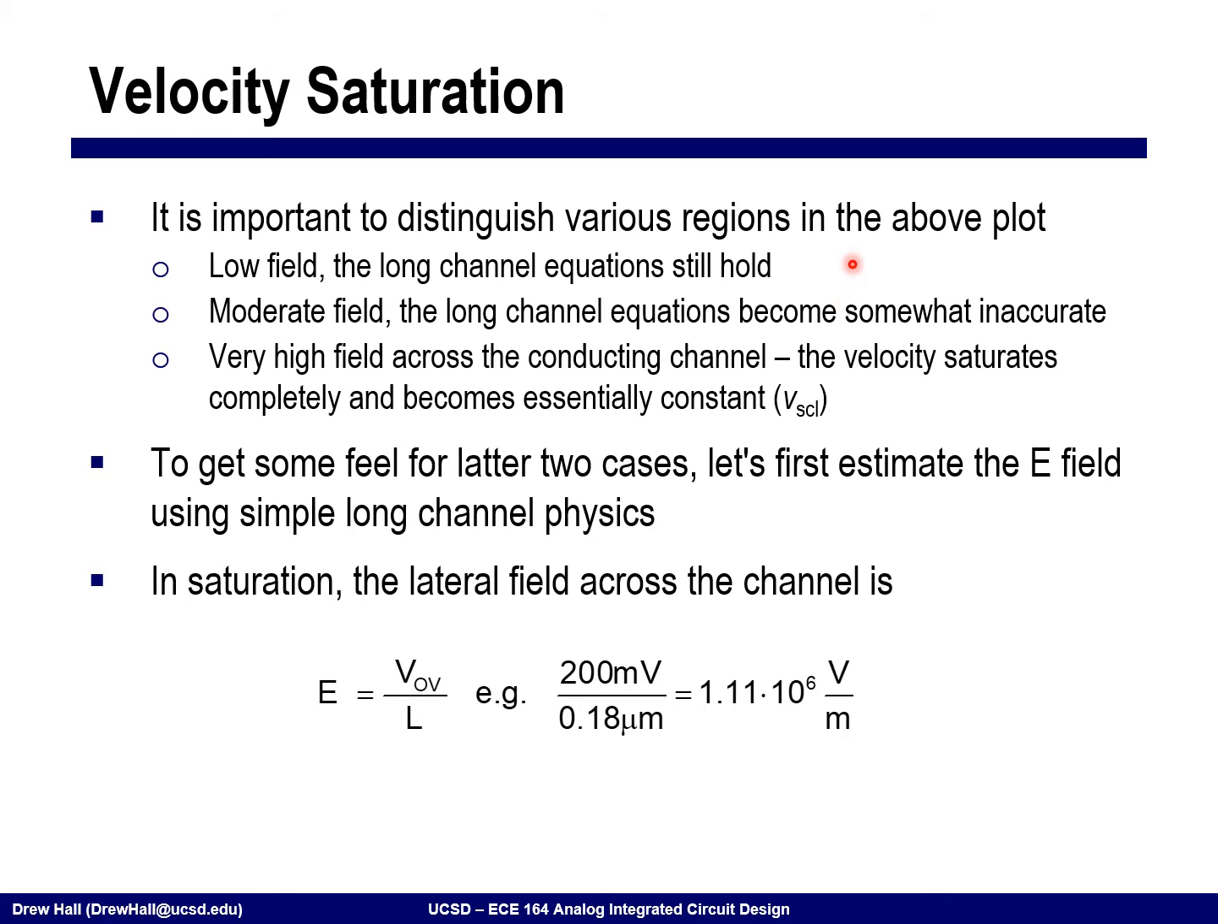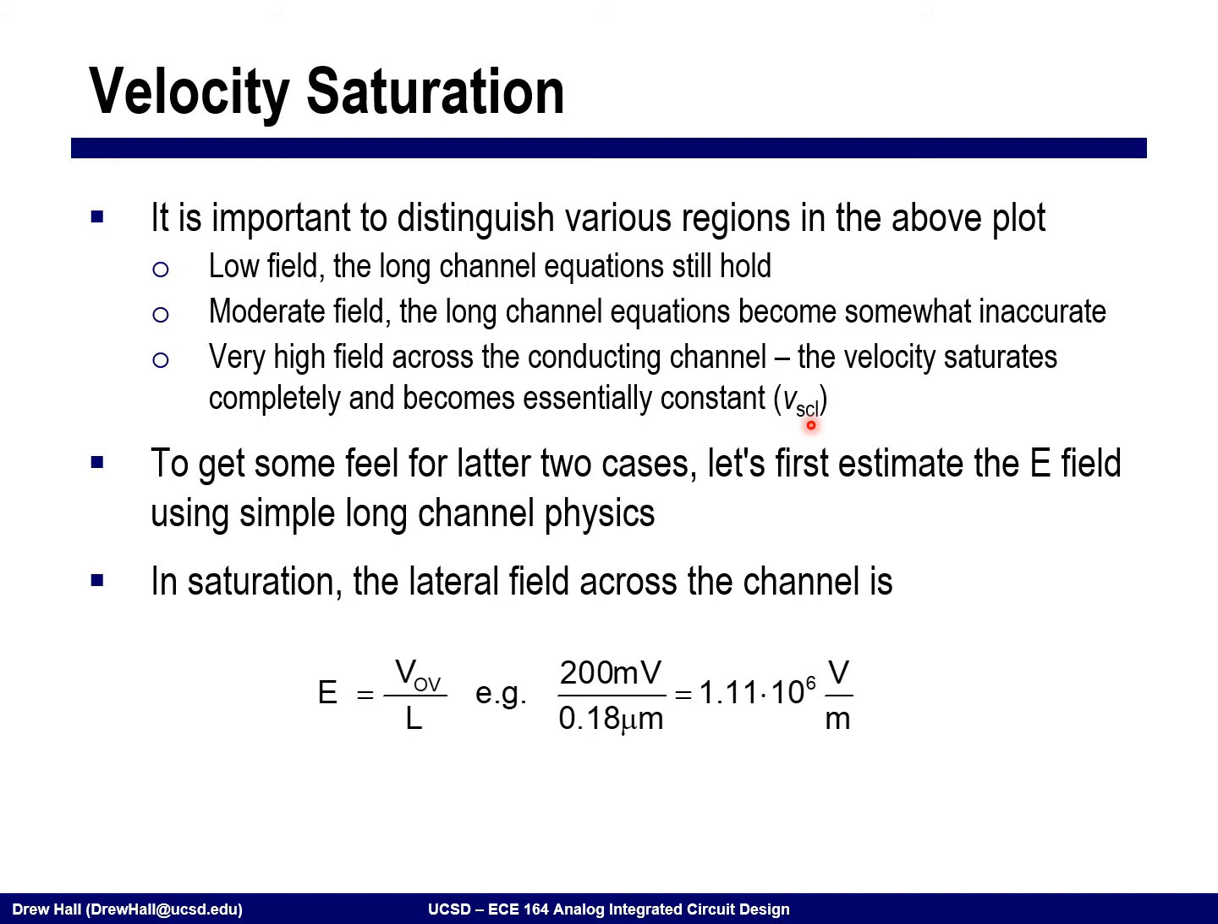Okay, so in the plot, there's a couple of different regions that are kind of important. One, in the low field region, all of the long channel equations that we've used are still valid because we don't ever reach this critical electric field. In moderate field, the long channel equations or the square law model start to become somewhat inaccurate. And once we get to very high electric fields, the velocity saturates completely and is essentially constant regardless of the voltage that we apply across it to get that horizontal electric field.